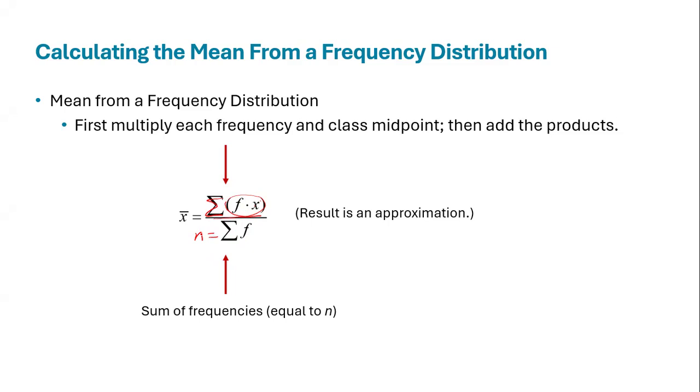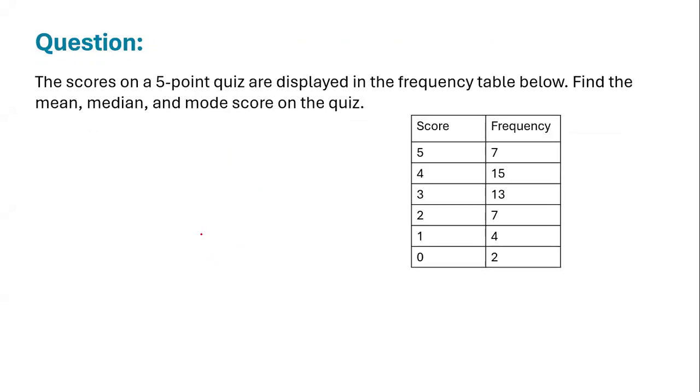So let's look at an example. I have a frequency table, and these frequency tables are the scores on the 5-point quiz, and we want to find the mean, median, and mode. Okay, to find the mean, x bar, I need to add all the numbers. These are the numbers, the x values, and these are the frequencies.